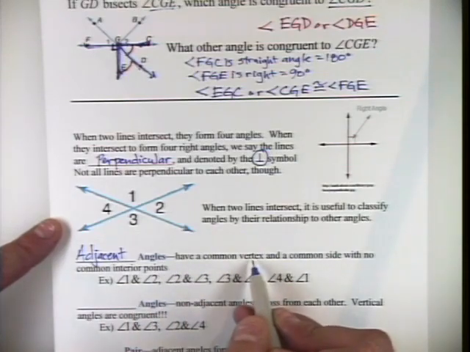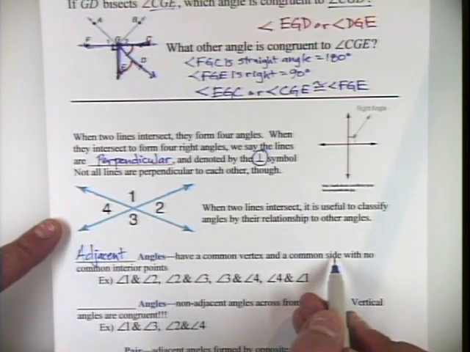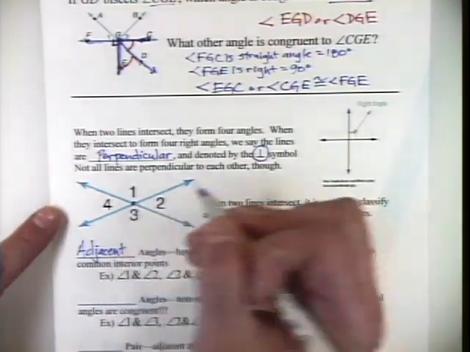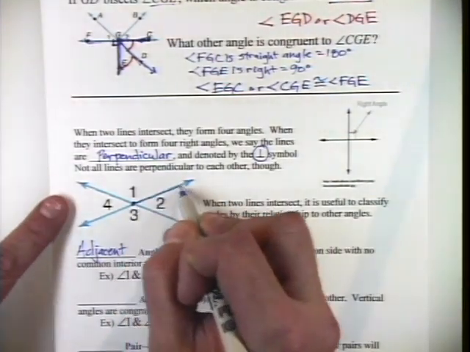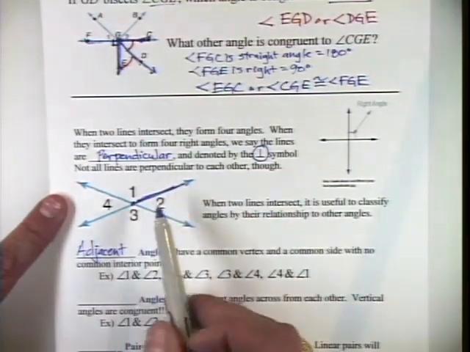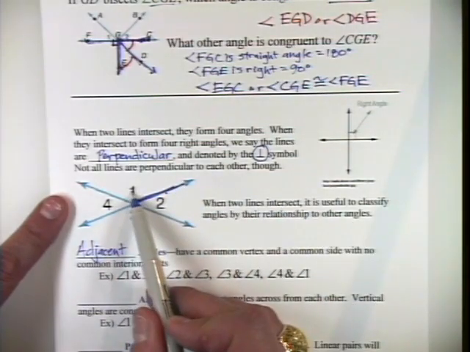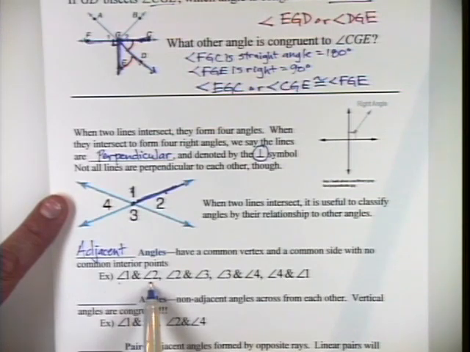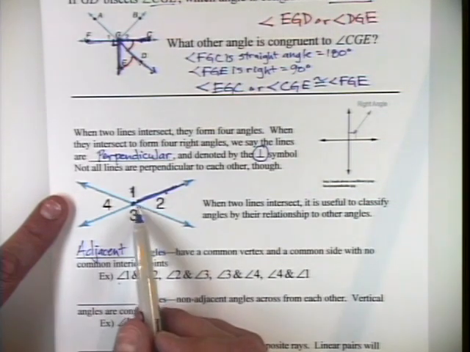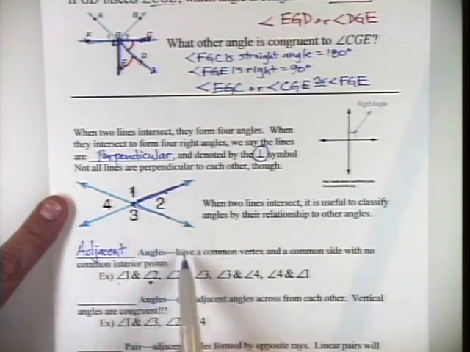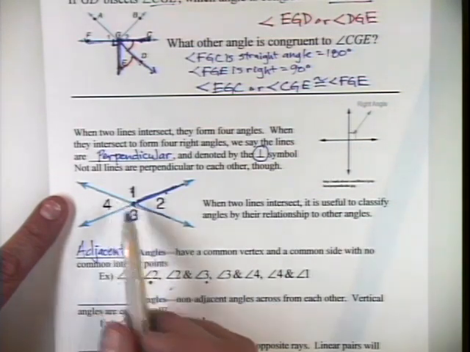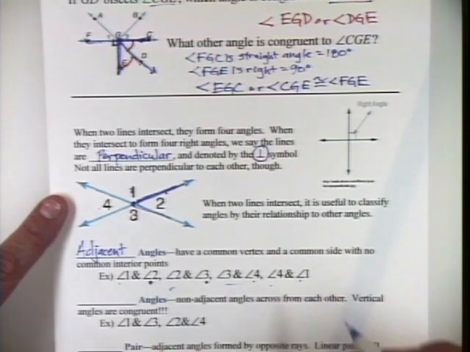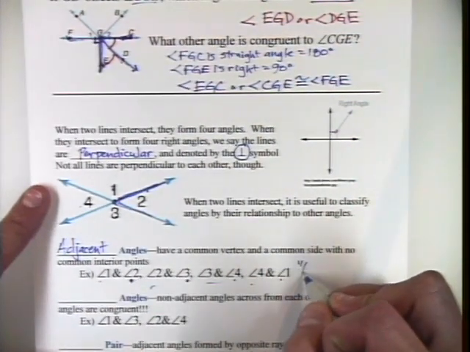Adjacent angles have a common vertex and a common side with no common interior points. So let's look at that. Here's a vertex. If they share a common side, which 2 angles share this side? Well, angle 1 shares this side and this vertex with angle 2. So angles 1 and 2 are adjacent. Similarly, angles 2 and 3 share a common side. They're adjacent. Angles 3 and 4 are adjacent, and angles 4 and 1 are adjacent. Adjacent basically means next to.